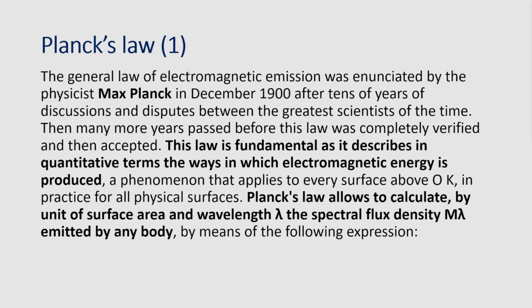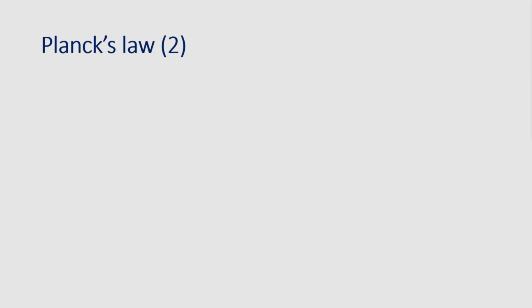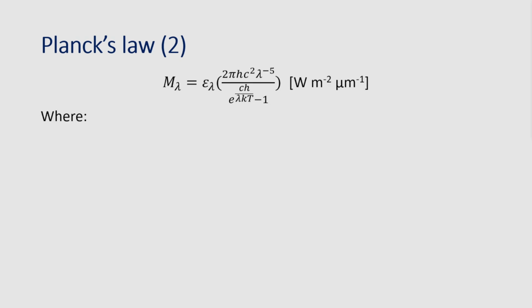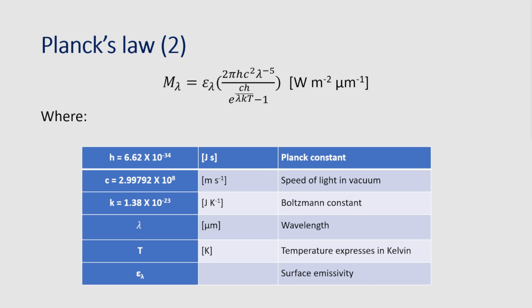Planck's law allows to calculate, by unit of surface area and wavelength lambda, the spectral flux density M emitted by any body, by means of the following expression, where in the following table all variables and constants are described.